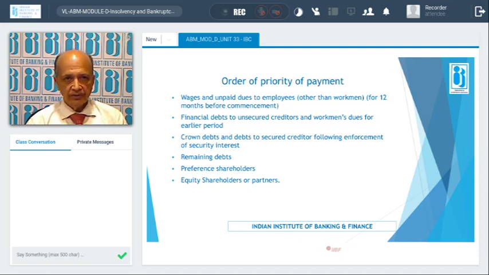So we have discussed, friends, the IBC background, IBC coverage, how it can be processed, the resolution process and its objectives, the liquidation process, voluntary liquidation, fast track liquidation, and also the order of priority. Now I think you must have got an idea about the Insolvency and Bankruptcy Code.